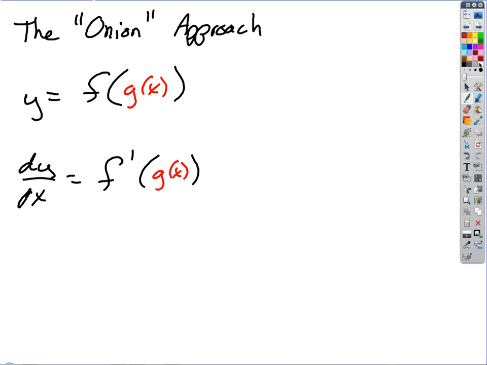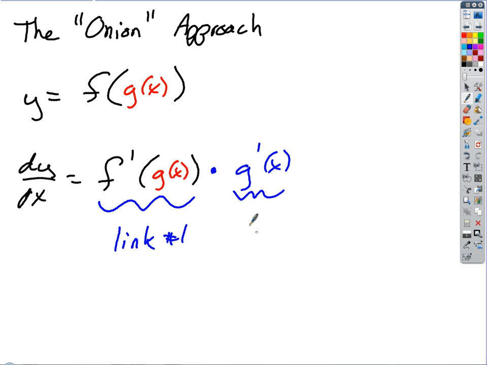The next link in the chain is to peel the onion away and look inside. And whatever the inside function is, we'll multiply by the derivative of that function. And so we get two links. And those two links look like two factors that are being multiplied together. The first factor we can call link number 1, and the second factor link number 2, and that process could just continue. We can just keep going with more and more links. As many layers as we have determines the number of links we have in the chain.